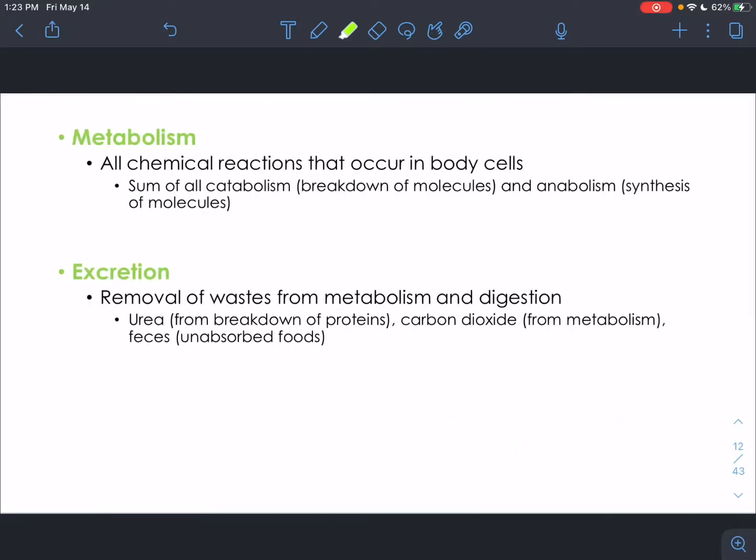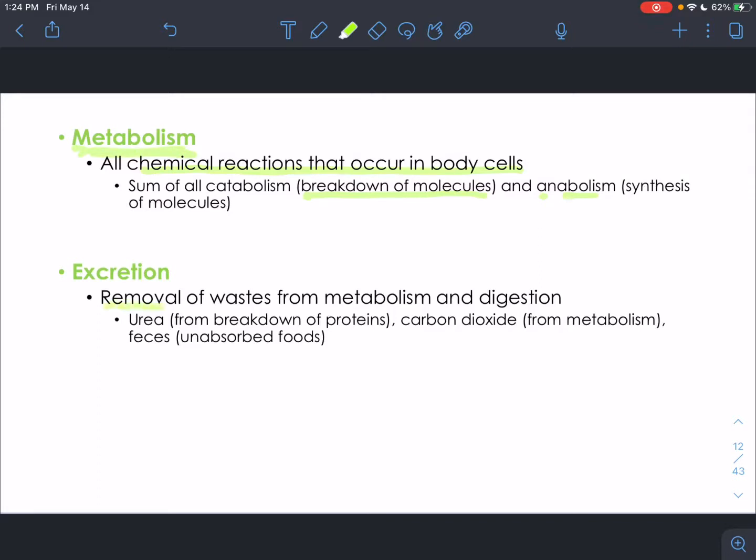Metabolism is, very simply put, all of the chemical reactions that occur in our body cells. So we have different breakdowns of molecules, such as taking a big protein from a steak and breaking it down into smaller amino acids that our body can use. And also anabolism, which is the synthesis of molecules, so our body's ability to make different proteins that are needed. So different enzymes, let's say, that are needed to break down food, our body has to make those too. So all these chemical reactions can be lumped under metabolism.